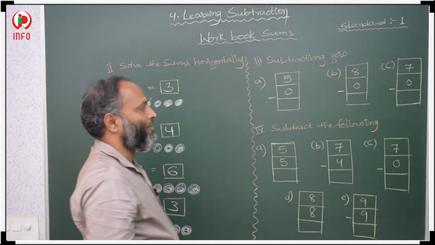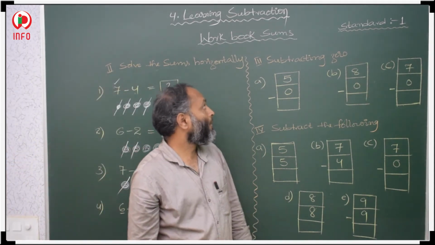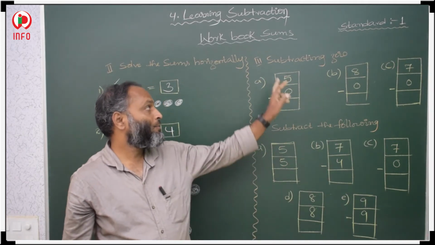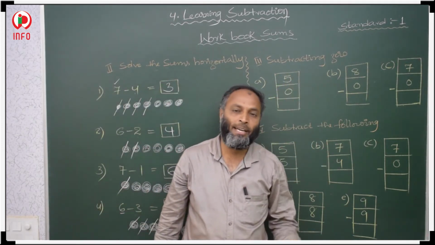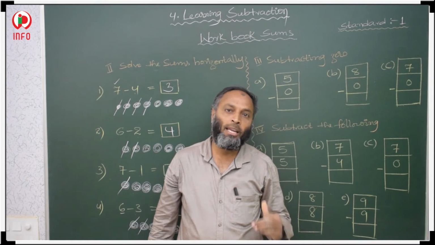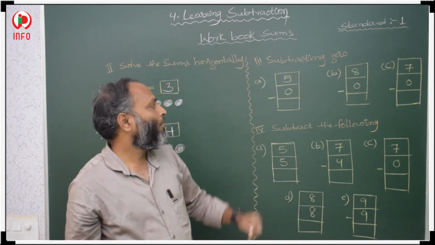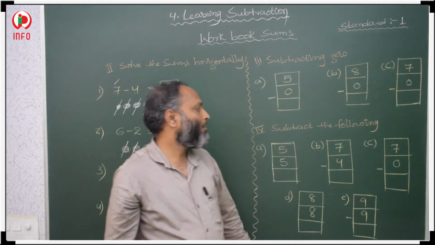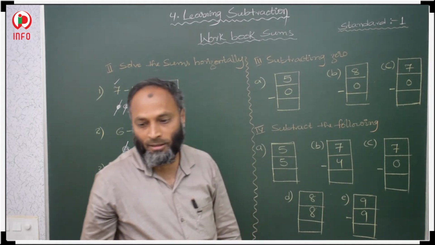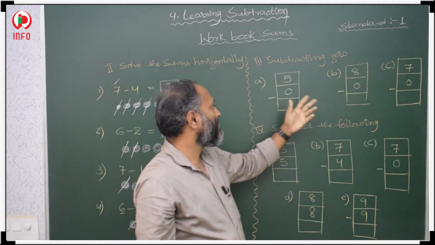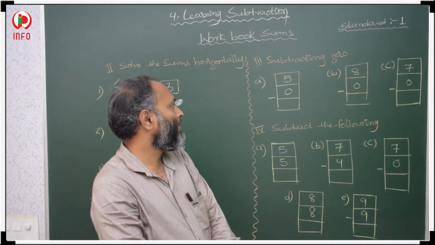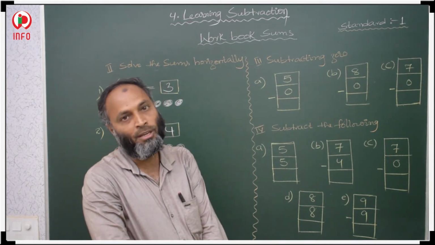Next, in the third way, subtracting 0. This we did in our textbook. Again in our workbook, 5 sums were given. I am going to show you 3 sums. The remaining 2 sums you have to do on your own.